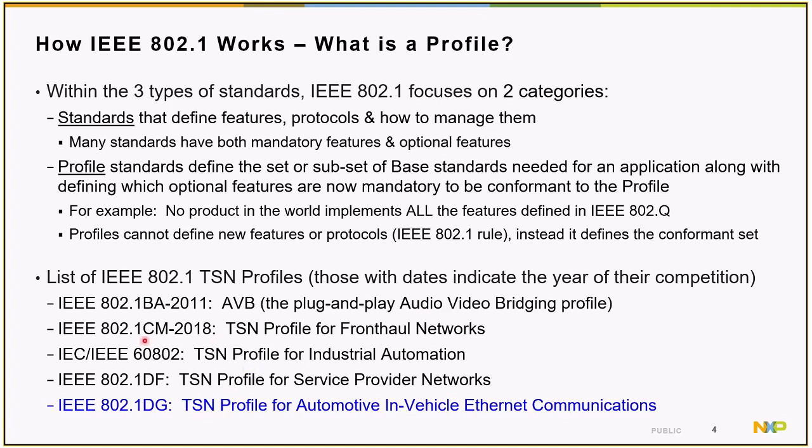The next one was CM, which was a front haul network profile. 60802, which is a joint IEC, which is why this has an IEC number on it, is a joint profile for industrial automation. DF is a profile for service provider networks. And DG is the one I'm talking about here today. I'll add more information about it, is the TSN profile for automotive in-vehicle Ethernet communications.